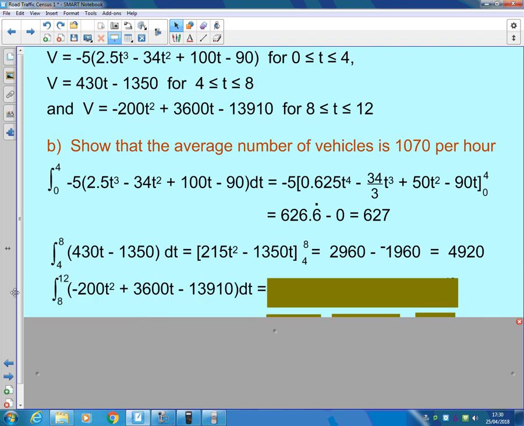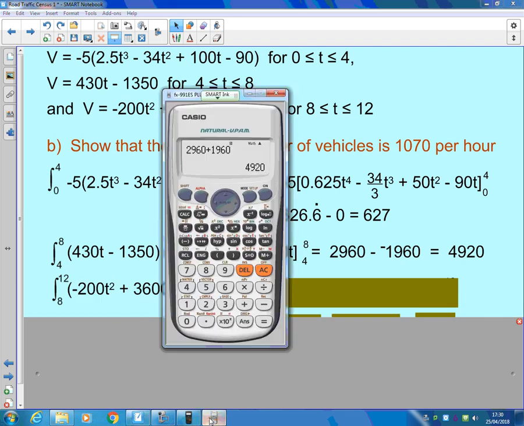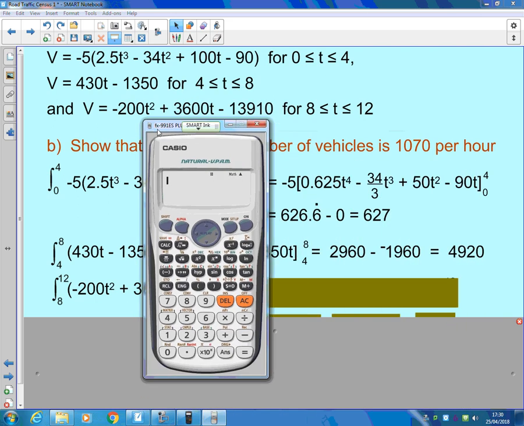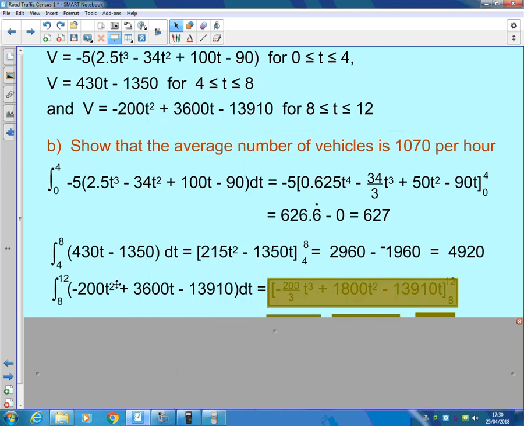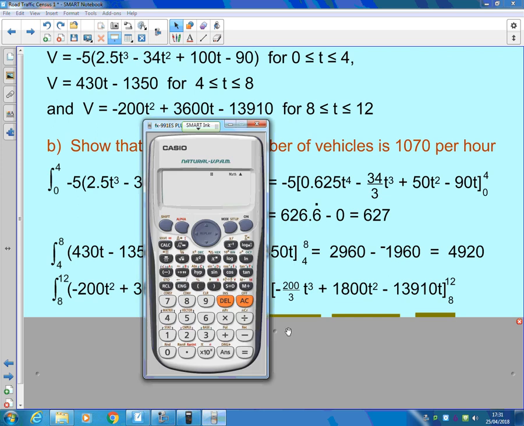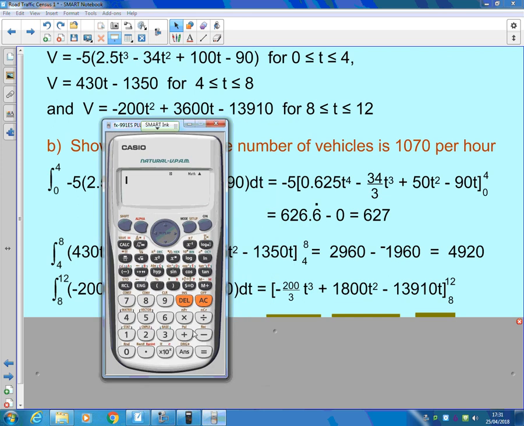Right, last one. Here's the equation, and it's going between 8 and 12. So let's type it in. Let's do the integration first. Integrate it. Increase the power by 1, t cubed, divide by 3. Increase the power by 1, t squared, divide by 2, comes to 1800. And just put the t in there. Okay, so let's type in that one.